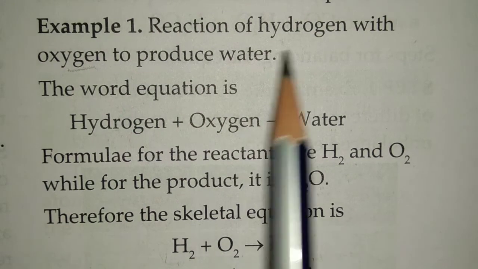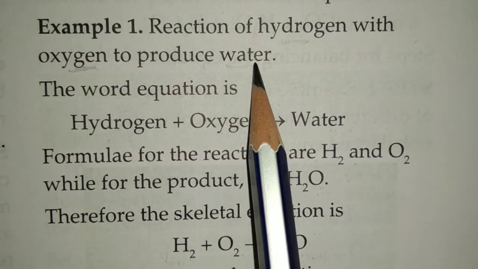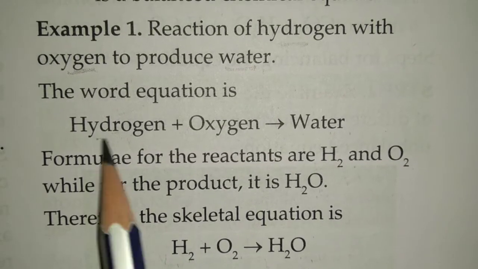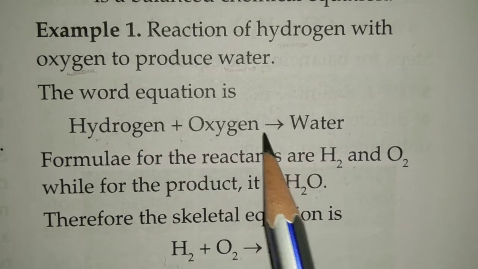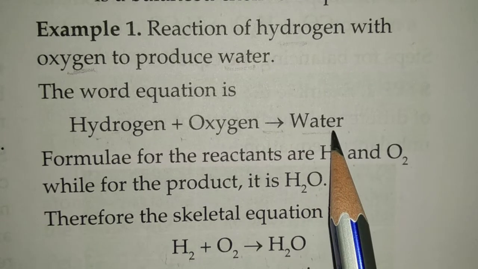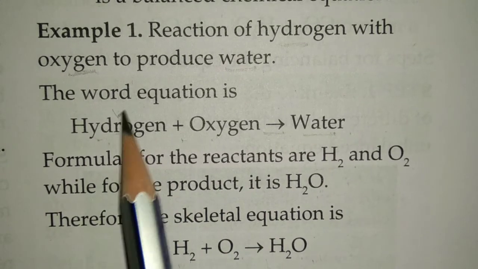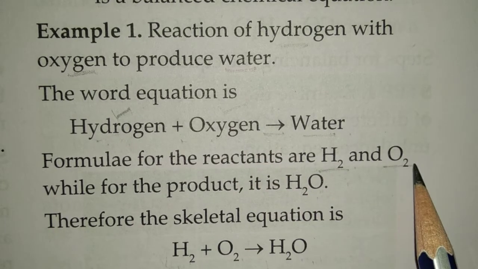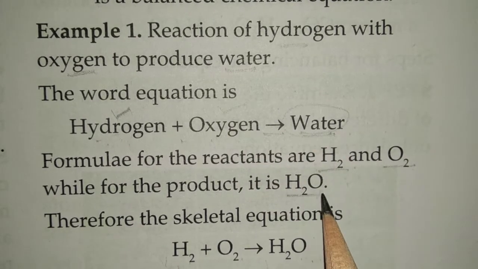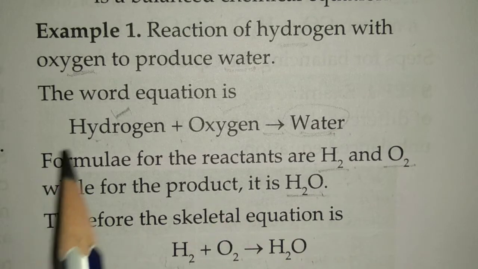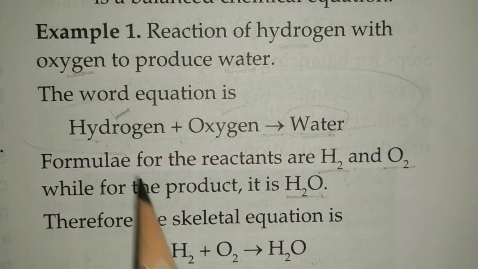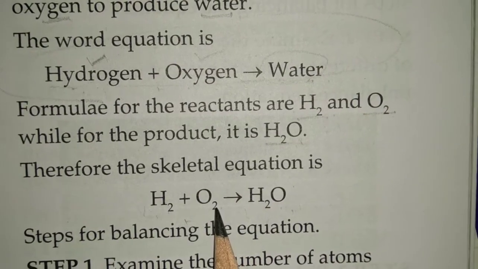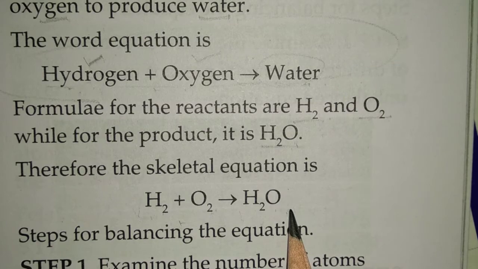Consider the reaction of hydrogen with oxygen to produce water. The word equation for this reaction can be written as hydrogen plus oxygen, arrow pointing towards water. Now we know that the formula of hydrogen molecule is H2, the formula of oxygen molecule is O2, and that of water is H2O. So converting this word equation into skeletal equation, we get H2 plus O2 gives H2O.